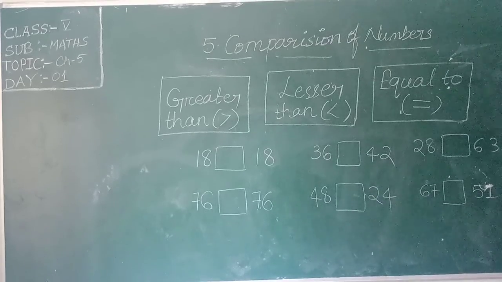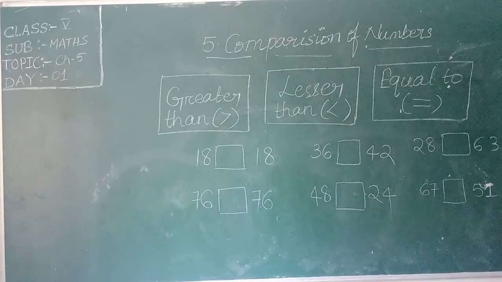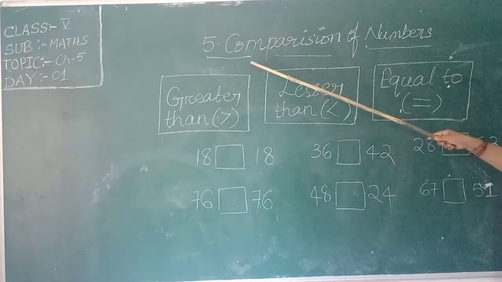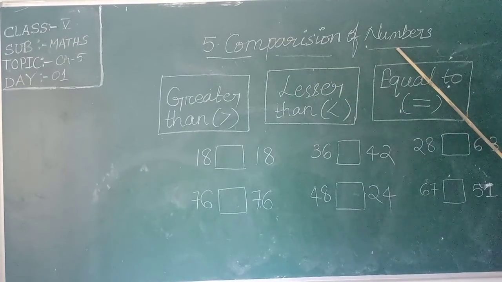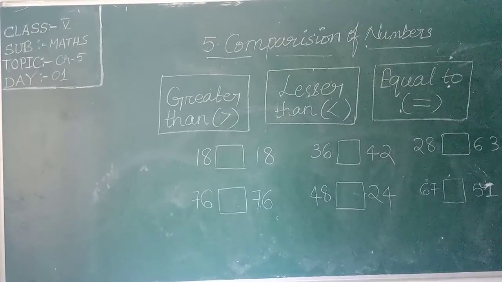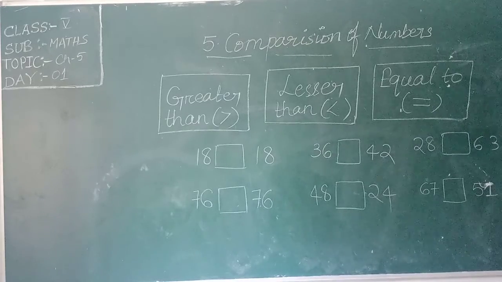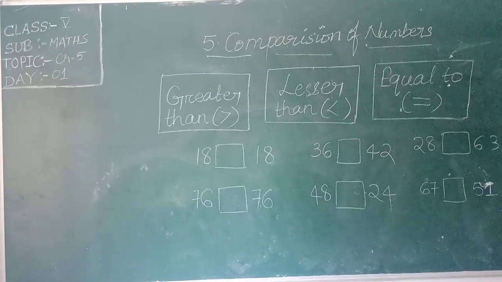Good morning, dear students. In our today's class, let us discuss chapter number 5, comparison of numbers. Comparison of numbers we already learnt in our previous classes. You remember how we compare greater than, less than, and we use some symbols to compare which number is greater, which number is smaller, and which two numbers are equal. Now in this chapter, we will compare 2-digit numbers, 3-digit numbers and all. Today we will discuss only 2-digit numbers.